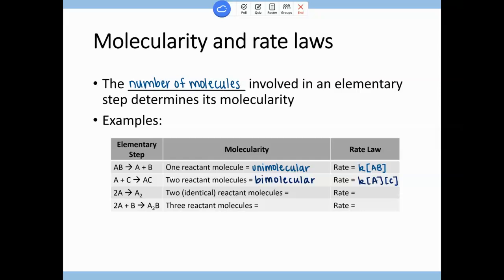If we have two identical reactant molecules, so for this elementary step, we need two A molecules to form the product. We still need two molecules for that reaction to occur, so it's also a bimolecular reaction. We use the same word here. And then for the rate, we still have a second order reaction, but now we just have one reagent, so it's raised to the second power for this one.